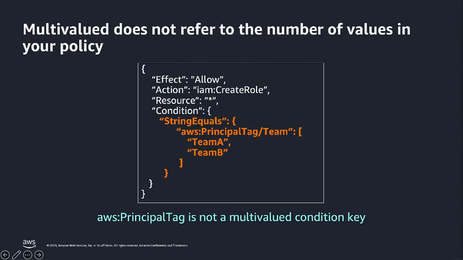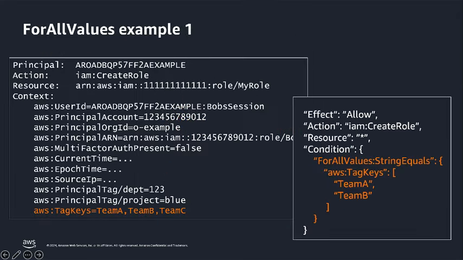Importantly, multi-value does not refer to the number of values in your IAM policy. It refers to the number of values in the authorization context. The operator you see here, principal tag, is not a multi-valued key, even though this statement is written to have multiple values in the IAM policy. You should not use for any value or for all values for statements like this. So let's test our understanding with a matching example. Feel free to pause the video and try to determine if this statement should allow or deny the request.